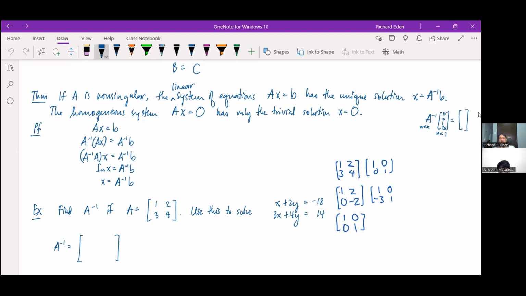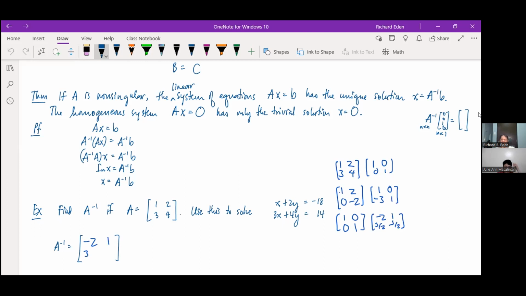Do you already have the inverse, Joshua? Tingnan mo. So, you're doing row reduction. That's what you're doing. Okay, so yeah, I'll check. 1, 2, 1, 0, 1. Okay, so far so good.